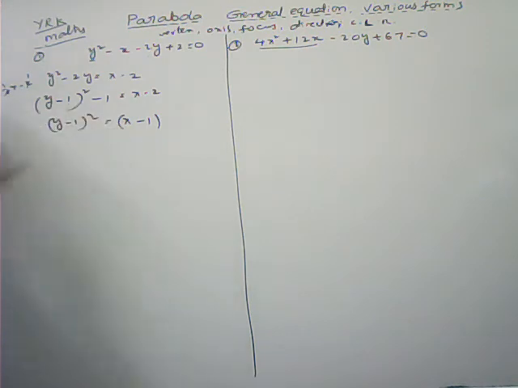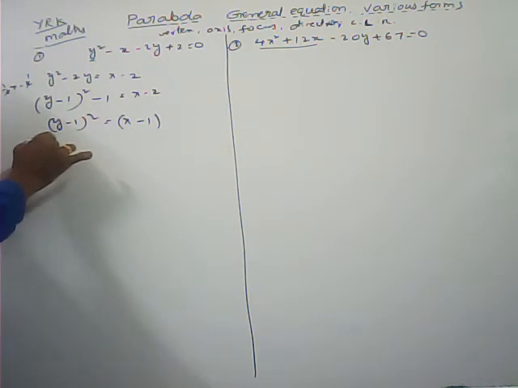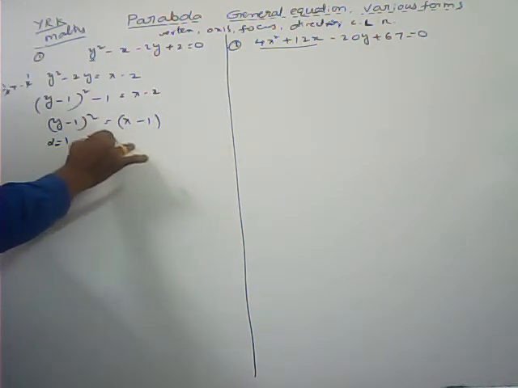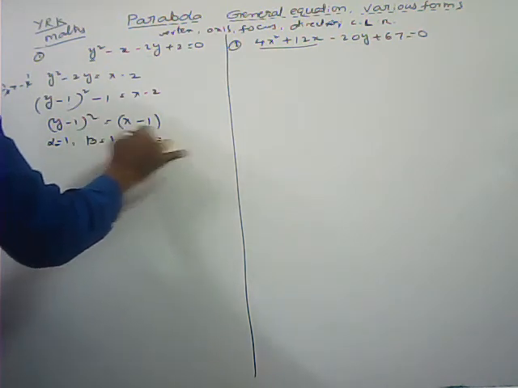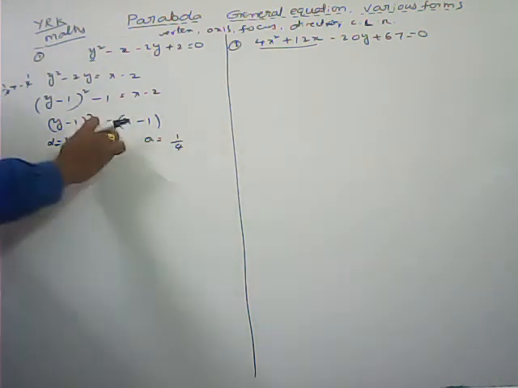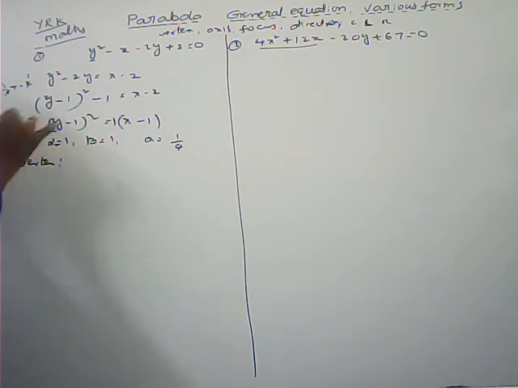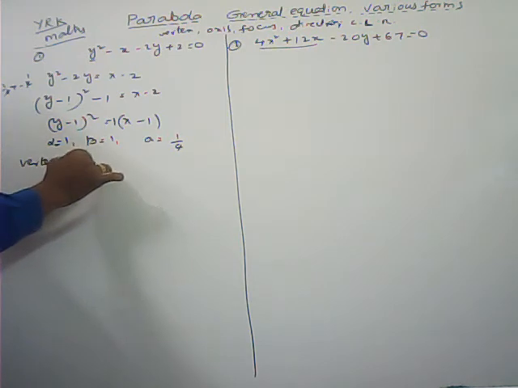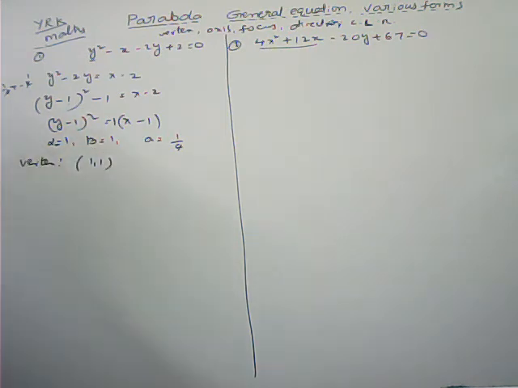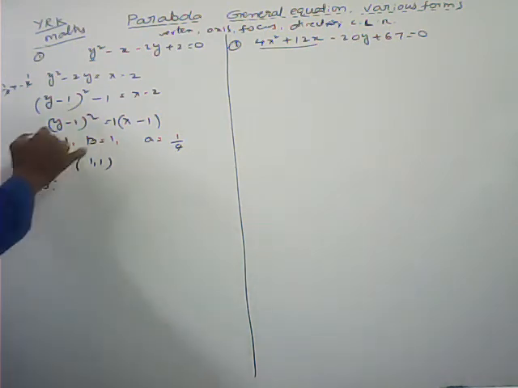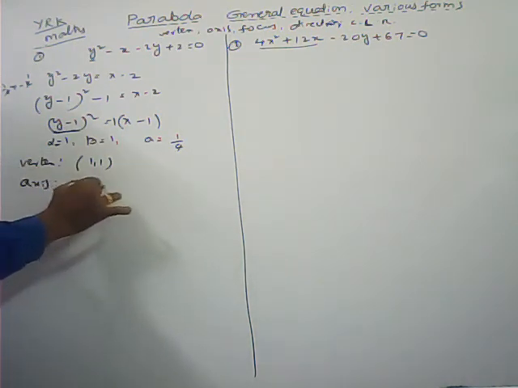So y minus beta whole square is equal to 4a into x minus alpha. So here alpha is equal to 1, beta is equal to 1, and 4a is equal to 1, a is equal to 1 by 4. Now how to get the vertex? Vertex is equal to alpha comma beta, 1 comma 1. Next, axis of the parabola: for y square equals 4x, the axis is y equals 0. Now here you can write y minus 1 is equal to 0.